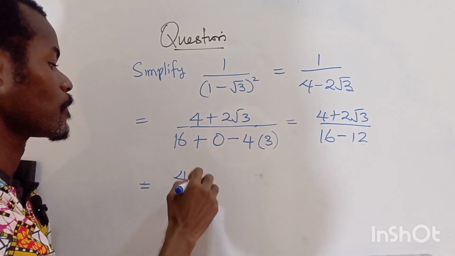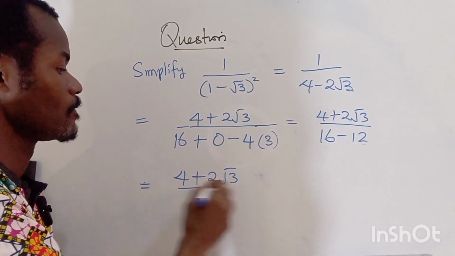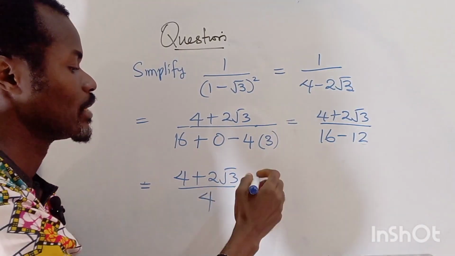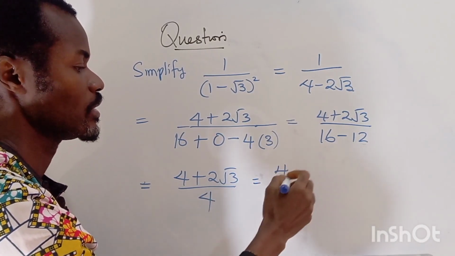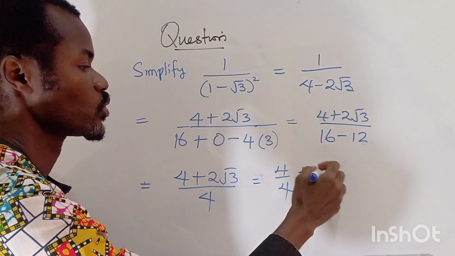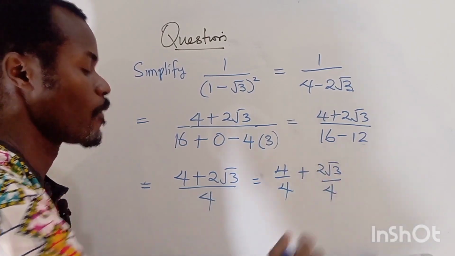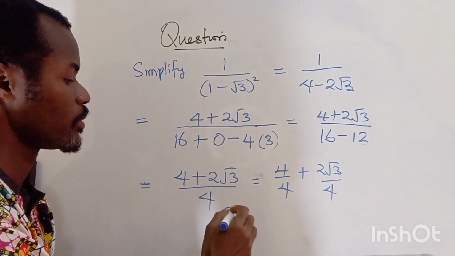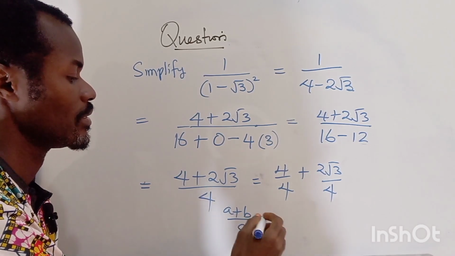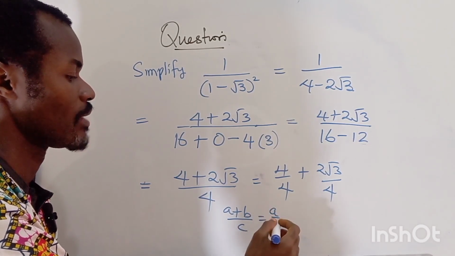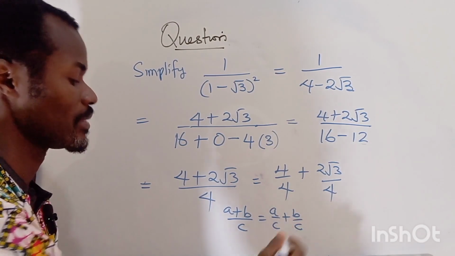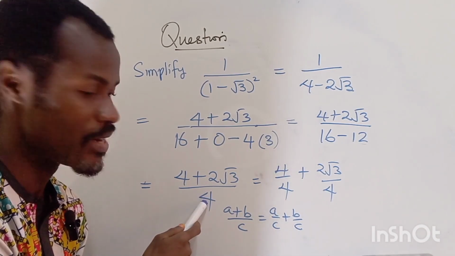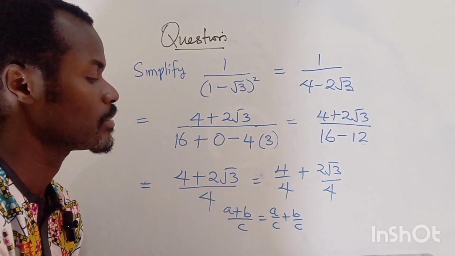So we are going to get 4 plus 2 root 3 divided by 16 minus 12, which is going to give us 4. So with this, we can break it into 4 divided by 4 plus 2 root 3 divided by 4. Now, whenever you have A plus B divided by C, you can write this as A divided by C plus B divided by C. So applying that knowledge here, we have to use this 4 to divide this and 4 to divide this.